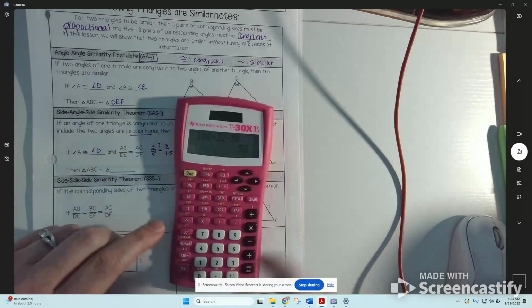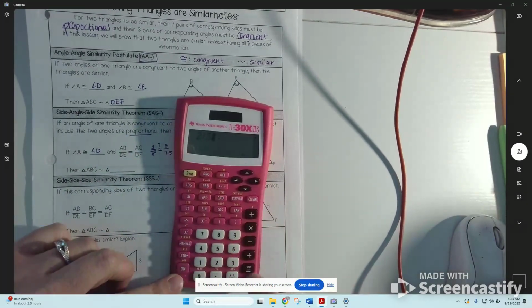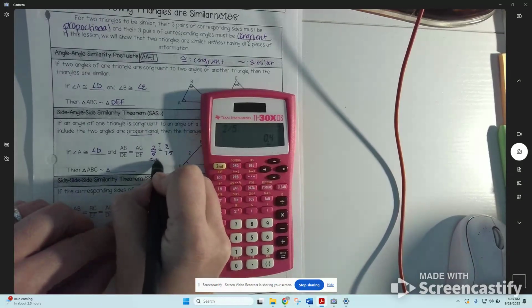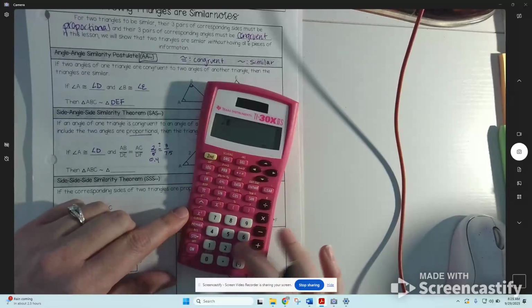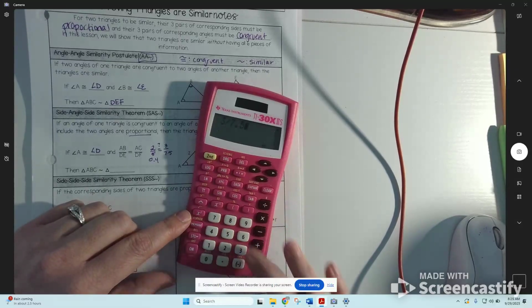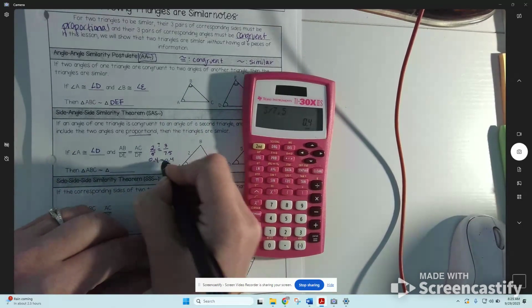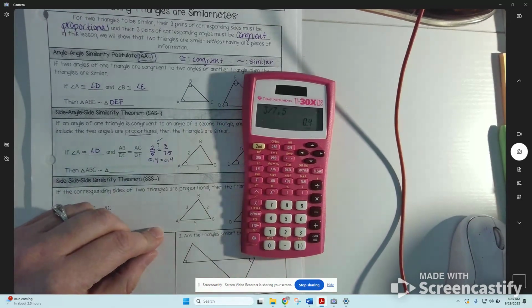So what we want to do is see if this fraction is correct. We could do that in a couple of ways. We could get out our calculator and find the decimal for each of those. 2 divided by 5 is 0.4. I'm going to write that down, 0.4. And then 3 divided by 7.5 is also 0.4. So yes, those are definitely equal. I'm going to put a check mark.